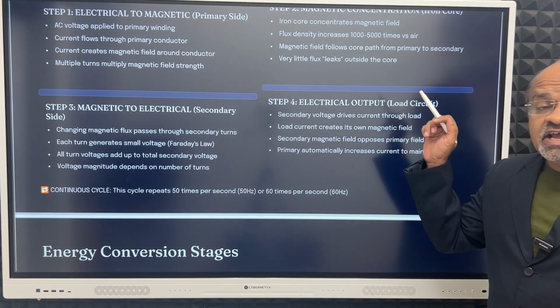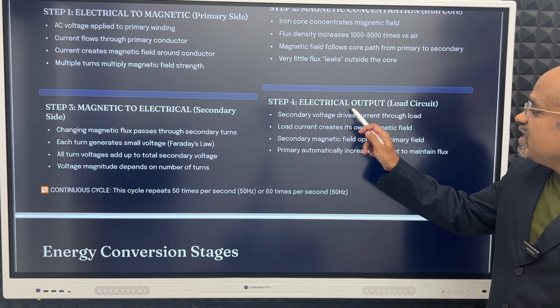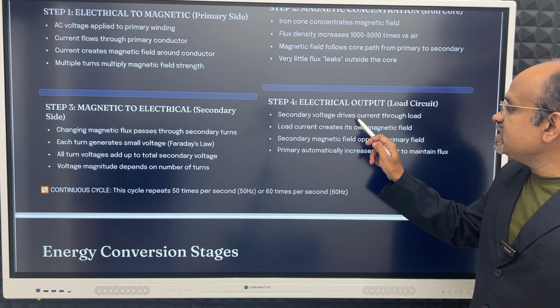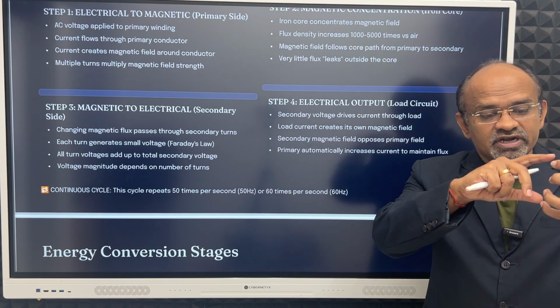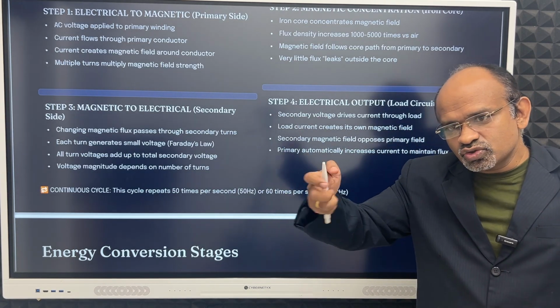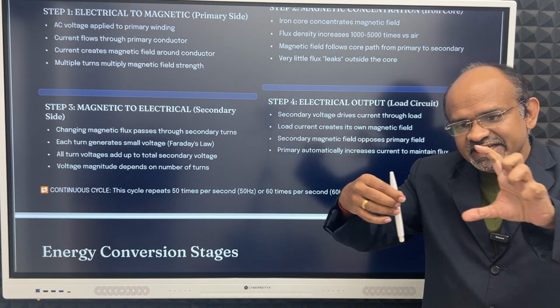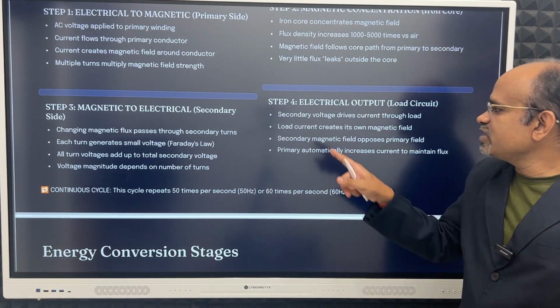Now, step 4, what happens? Now it has generated the voltage. Electrical output: the secondary voltage drives current through the load. This secondary voltage, this is the energy, will push the current through the load. The load is connected to the secondary terminals. These are the secondary terminals, and the load. It will drive the current through that.